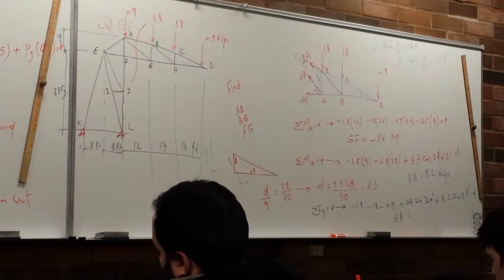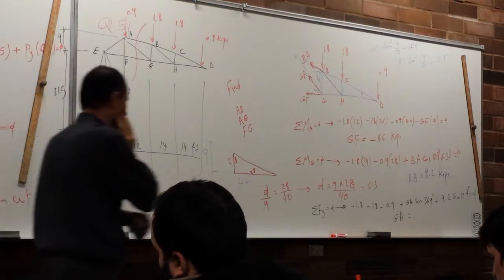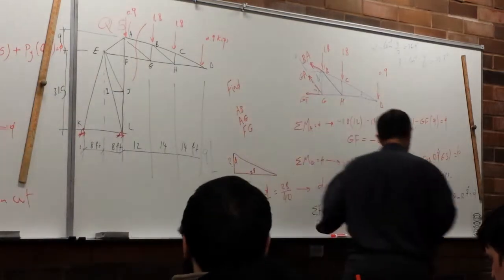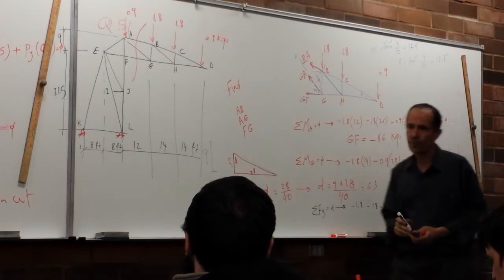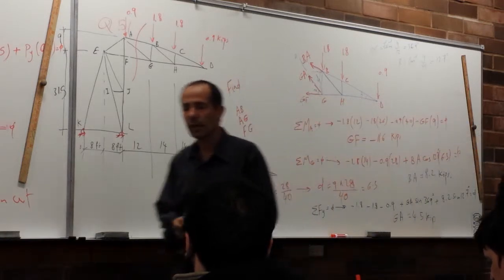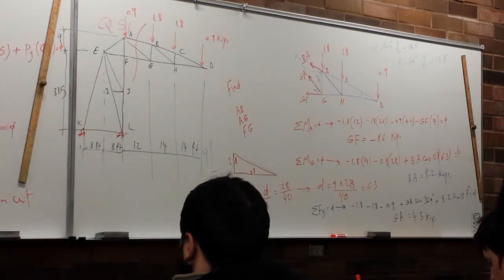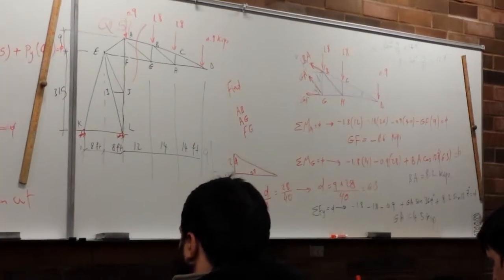Any answer? About 4.5. 4.5. Okay. Is this hard? Method of section.